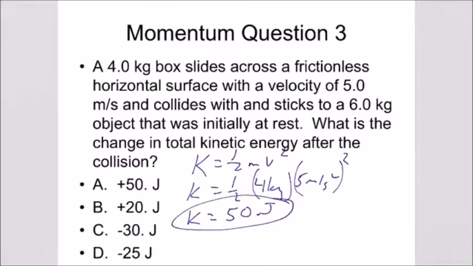Kinetic energy after the collision, let's calculate it up top. That's going to be equal to 1/2. Remember, our two objects are combined together, so they have a mass of 10 kilograms. And we calculated in the last problem that the velocity of the combined objects was 2 meters per second. And that's got to be squared, m v squared.